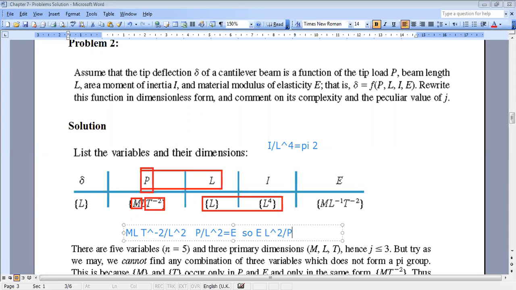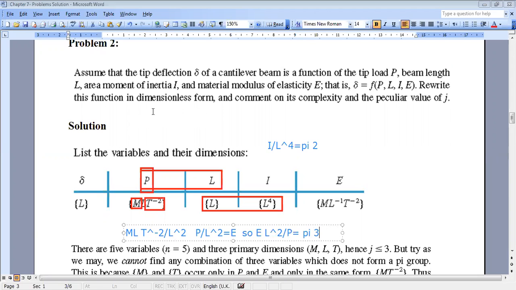This is my group number 3. If we don't pay attention to this, it's not a problem. If you didn't notice that I can divide by L square to get the unit of E, then I can say that the group formed by the 3 is E L square over P. What you can do is the conventional method.